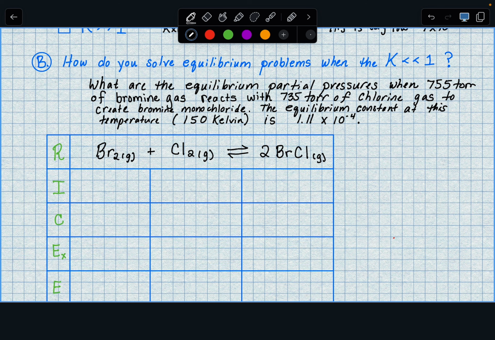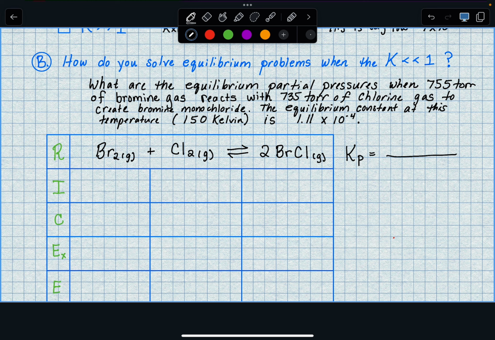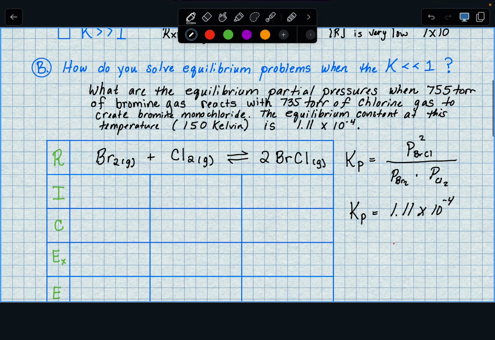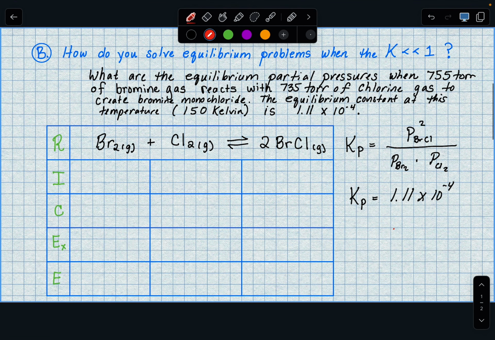All right, so first thing let's do is write the equilibrium expression for this reaction. And since we're going to have pressures, or partial pressures, we're going to call it Kp. So you're going to have the pressure of my bromine monochloride, squared. And I went over how to do this in a separate video if you want to go back and watch any of those. Then the pressure of my bromine and the pressure of the diatomic chlorine, and those are partial pressures. And then the Kp, we were told, is 1.11 times 10 to the -4th. So it kind of fits that criteria.